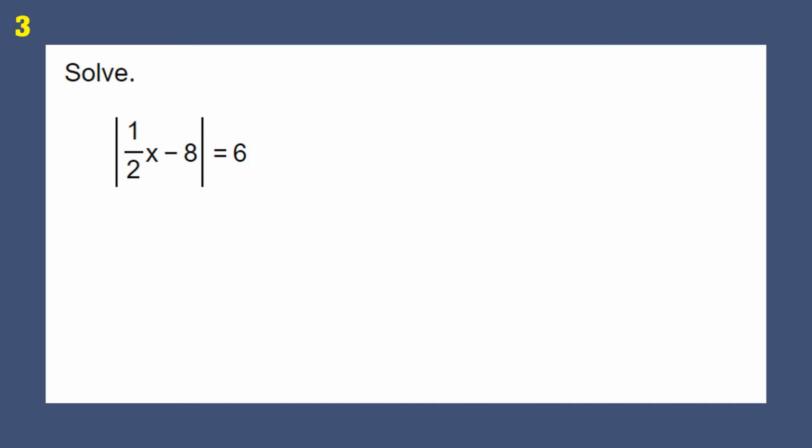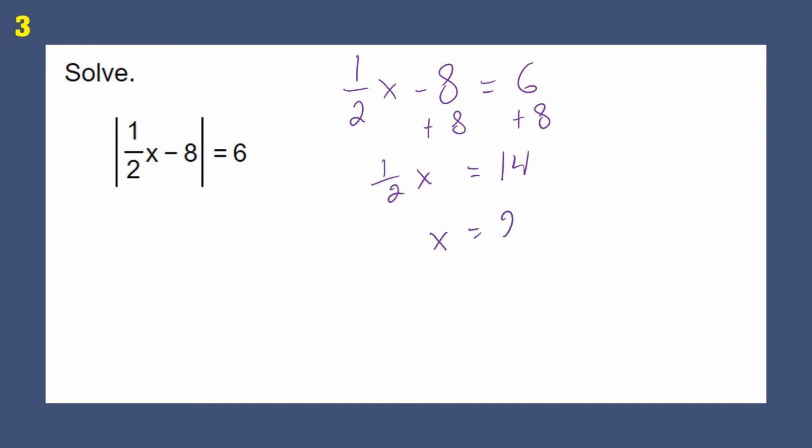Absolute value equations look scarier than they are. We understand already that absolute value means that what's inside is going to be positive no matter what. So really what we're saying is this isn't necessarily a 6. What's inside there could also be a negative 6. To solve absolute value equations, we set up two equations. The first one we leave exactly the way it is: 1/2 x minus 8 equals 6. We solve it, adding 8 to both sides: 1/2 x equals 14. Then multiply both sides by 2, and I get x equals 28.